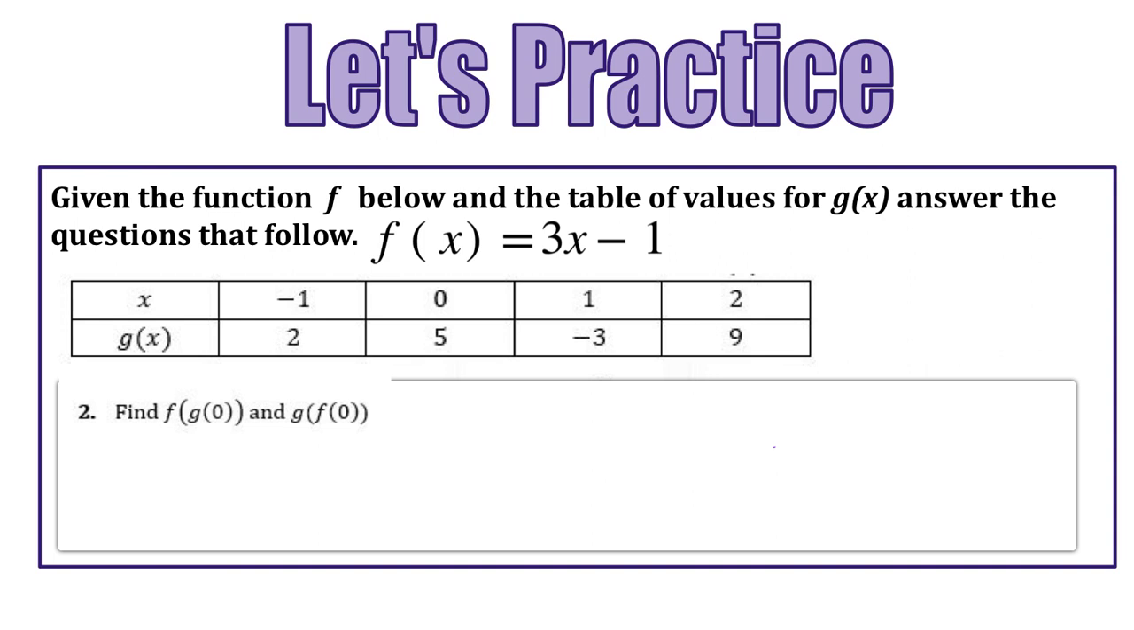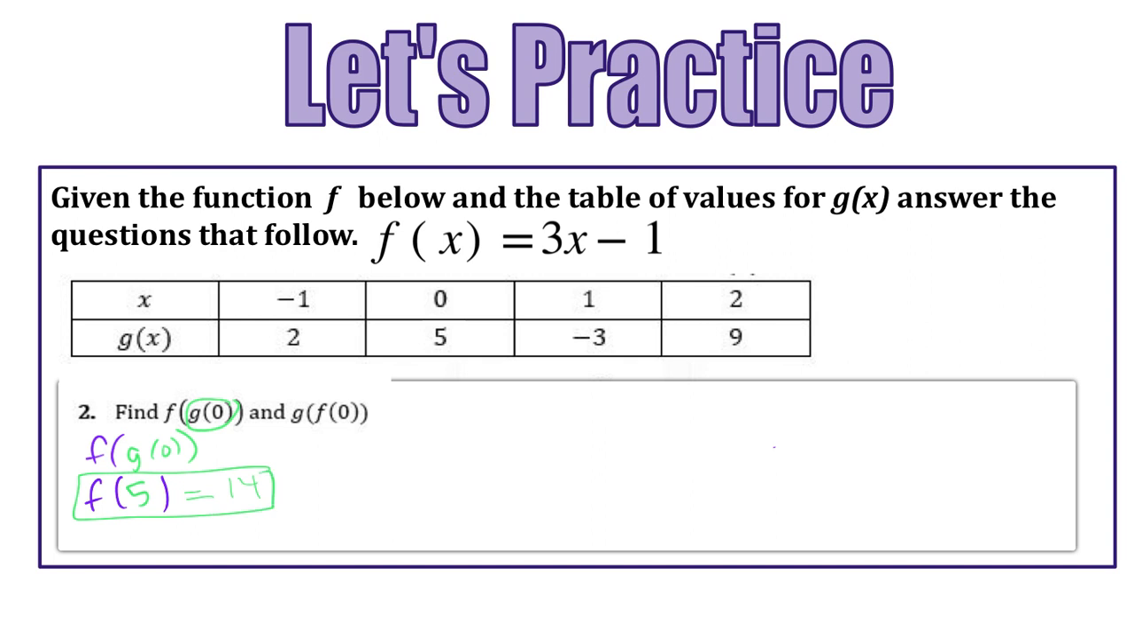So here we're going to find f of g of 0 and g of f of 0. So for the first one, we're going to plug 0 into g first to figure out what g of 0 is, and then evaluate that in the function f. So to find g of 0, we need to use the table. Well, when x is 0, g is 5. So this is really the same thing as f of 5, since g of 0 is 5. And we can plug 5 into our function to get 15 minus 1, which is going to be 14.